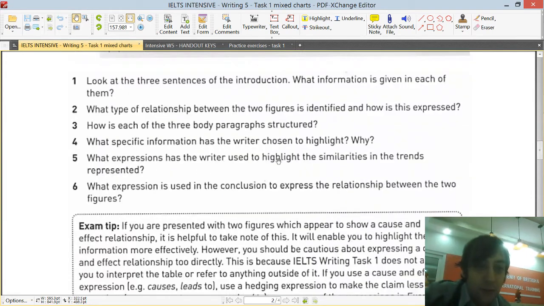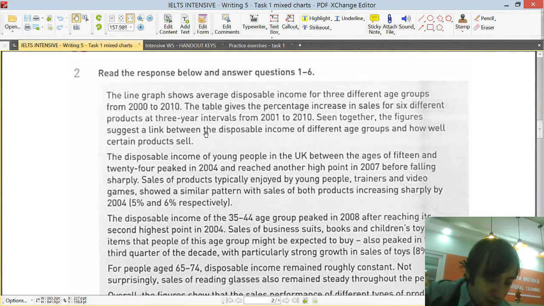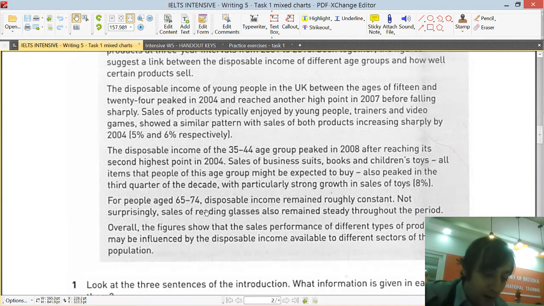Okay? Number 3, how is each of the 3 body paragraphs structured? So in paragraph 1, the writer describes the overall trend in disposable income for 15 to 24-year-olds, then the overall trend in sales for the products most likely to be purchased by that age group. In paragraph 2, the writer describes the overall trend in disposable income for the 35 to 44-year-olds, then the overall trend in sales for the products most likely to be purchased by that age group. And then for paragraph 3, it's the exact same formula, but with 65 to 74-year-olds.